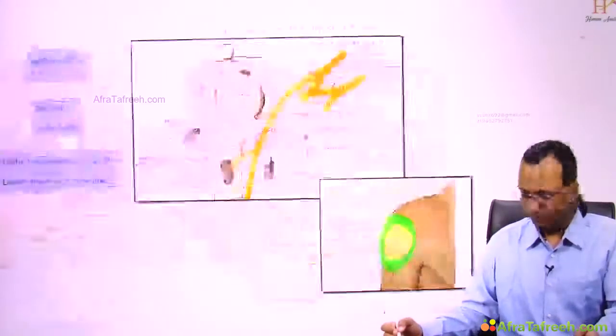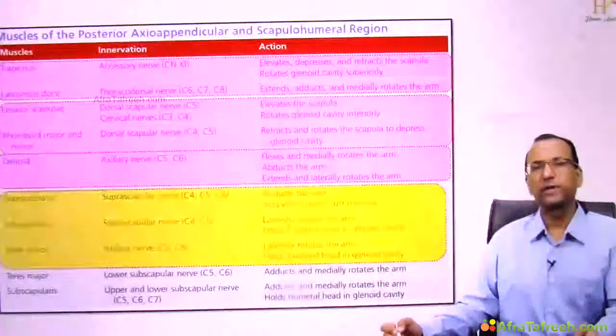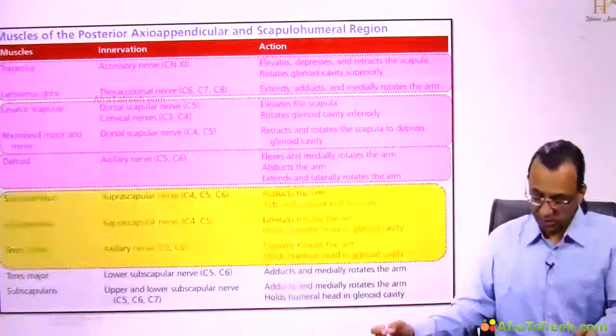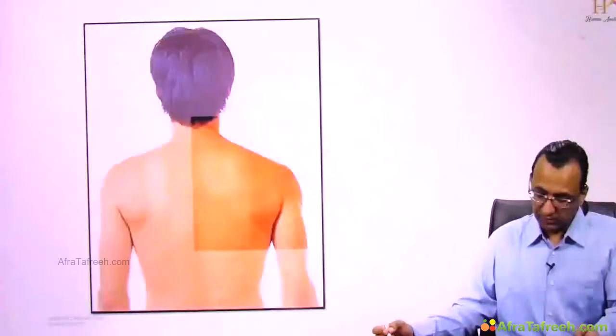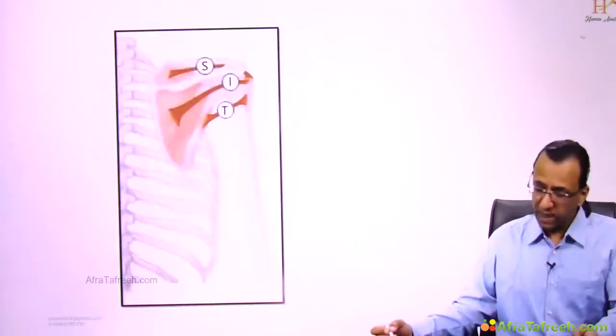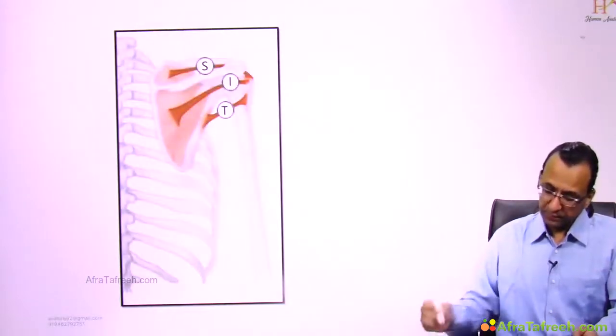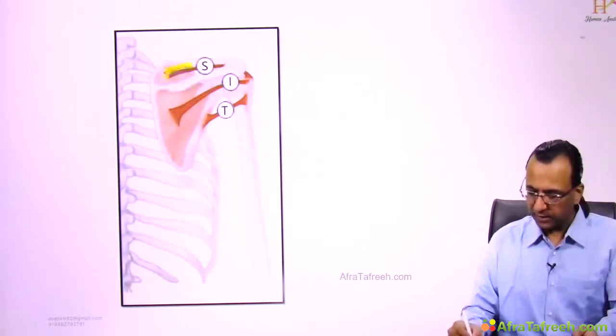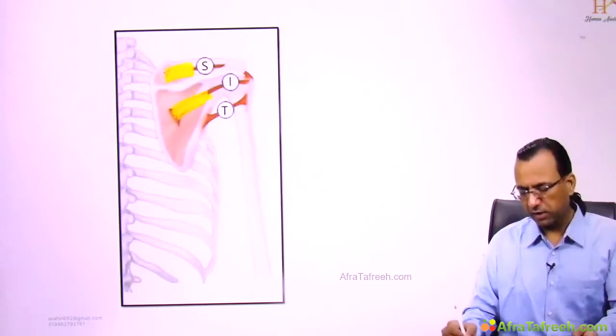Axillary nerve. Okay, what about the supraspinatus, infraspinatus, and the SITS muscles? Yes, let us talk about the SITS muscles now. You have to look at the dorsal view of the right scapula. When we look at the dorsal view of the right scapula, you will see the SITS muscles. This is above the spine, supraspinatus, and that is below the spine, infraspinatus. And that is the lateral border of the scapula, teres minor.